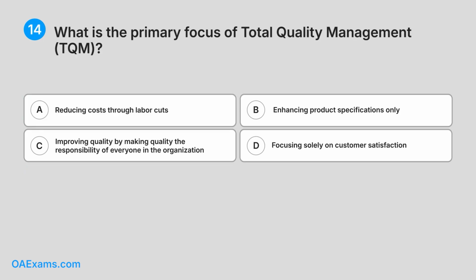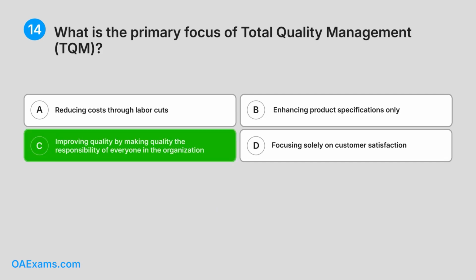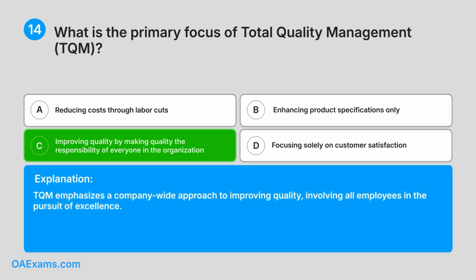14. What is the primary focus of total quality management, TQM? A. Reducing costs through labor cuts. B. Enhancing product specifications only. C. Improving quality by making quality the responsibility of everyone in the organization. D. Focusing solely on customer satisfaction. Can you guess the answer? Correct answer. C. Improving quality by making quality the responsibility of everyone in the organization. Explanation. TQM emphasizes a company-wide approach to improving quality, involving all employees in the pursuit of excellence.